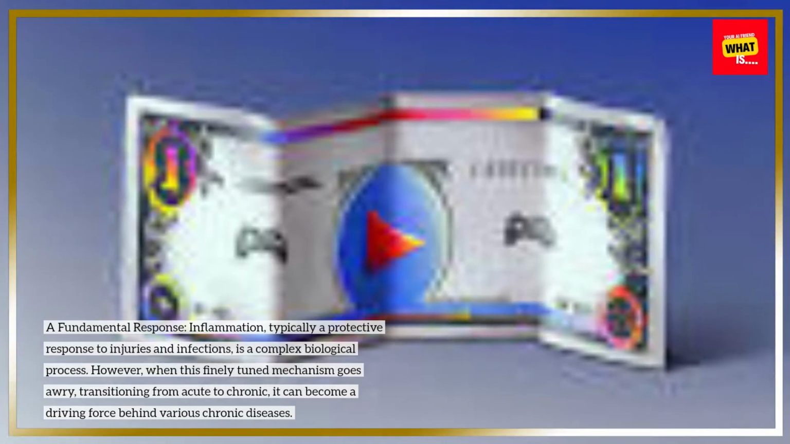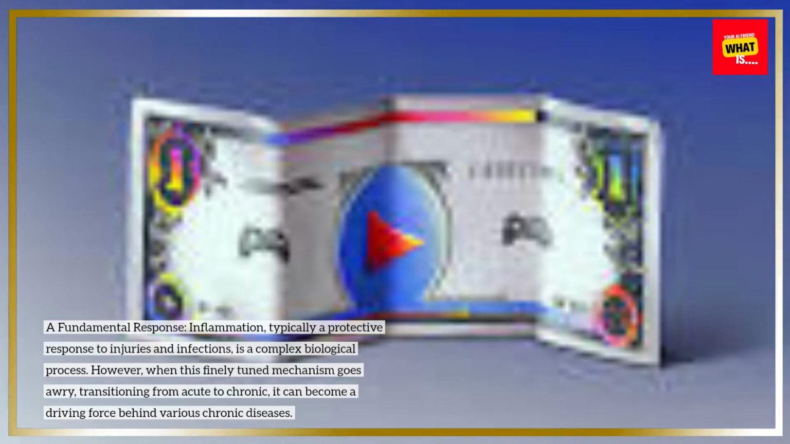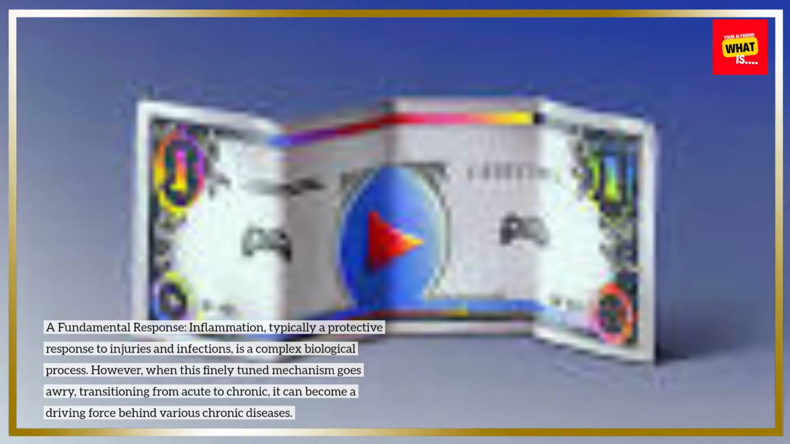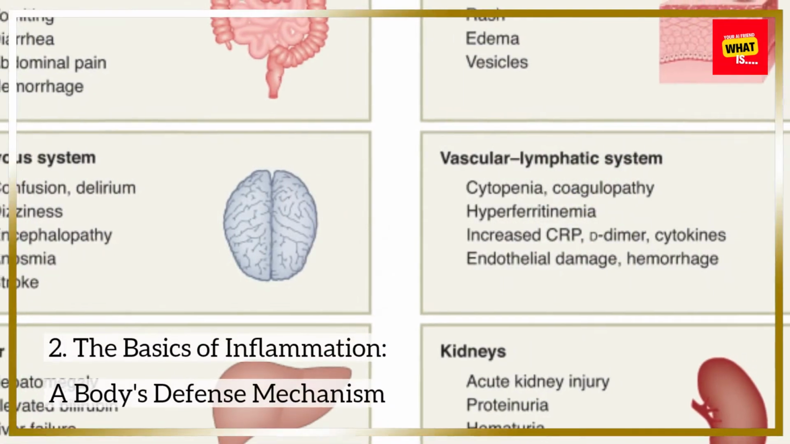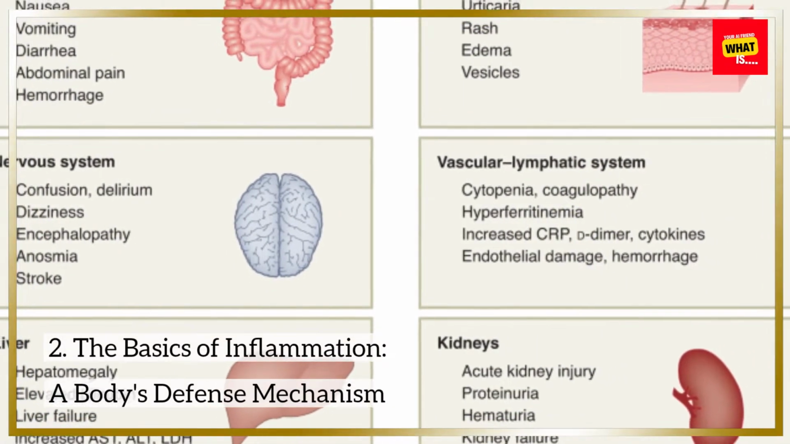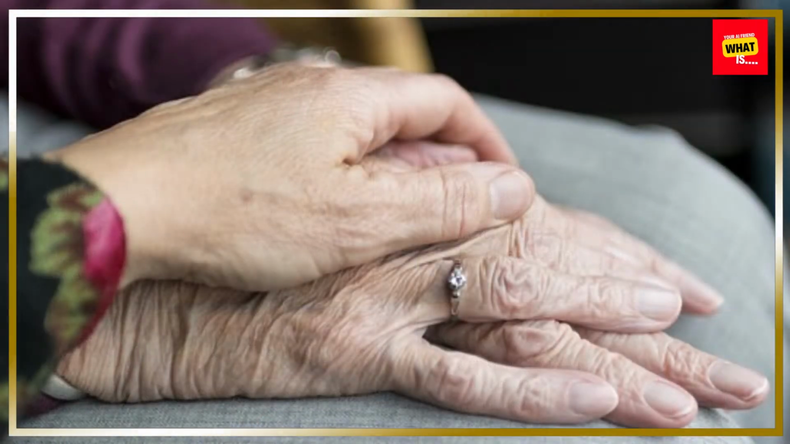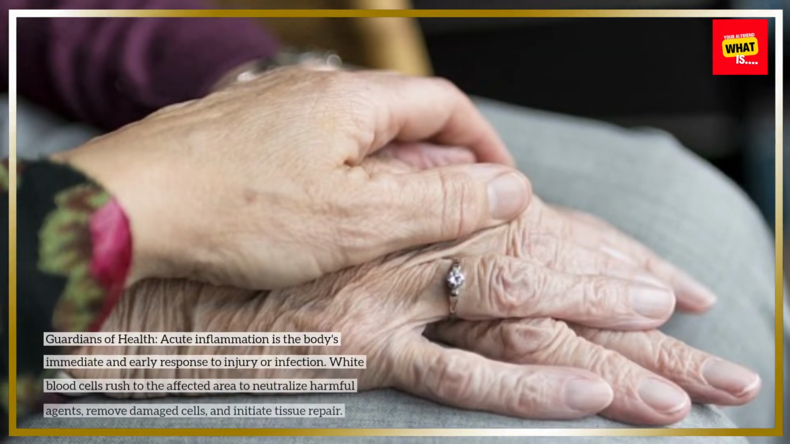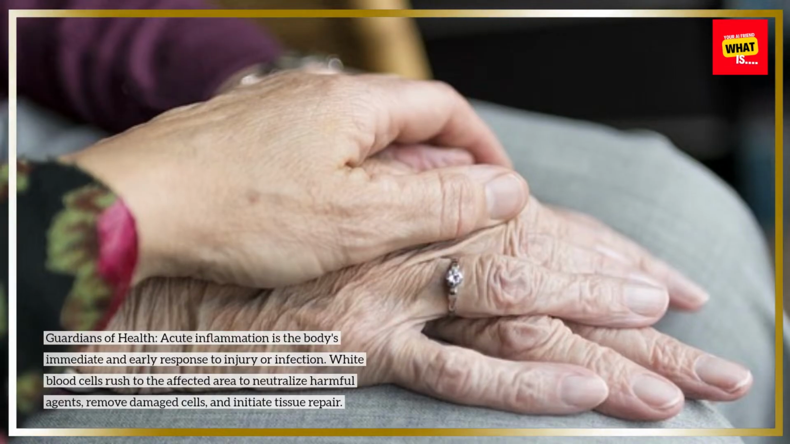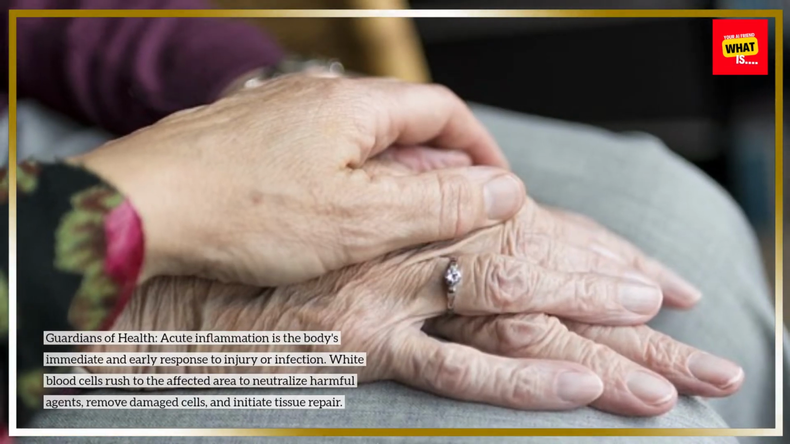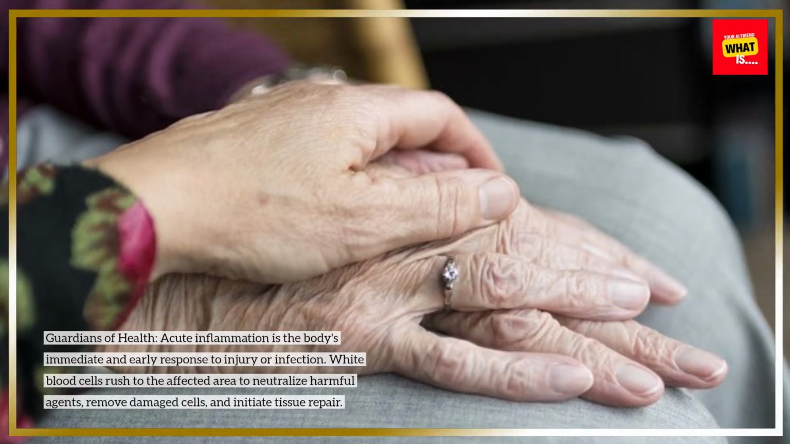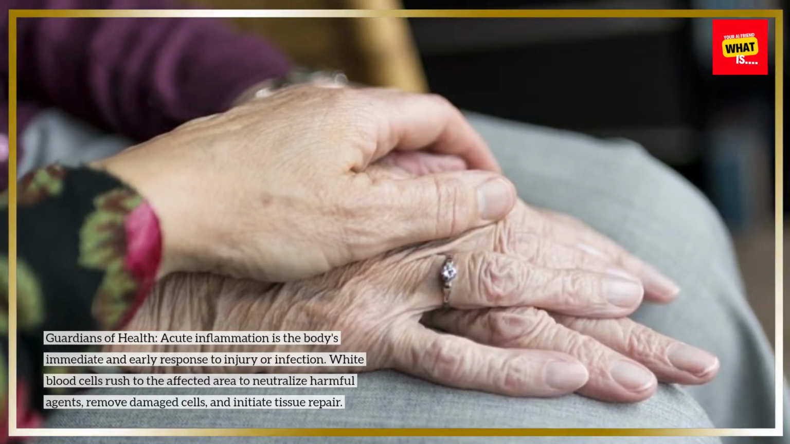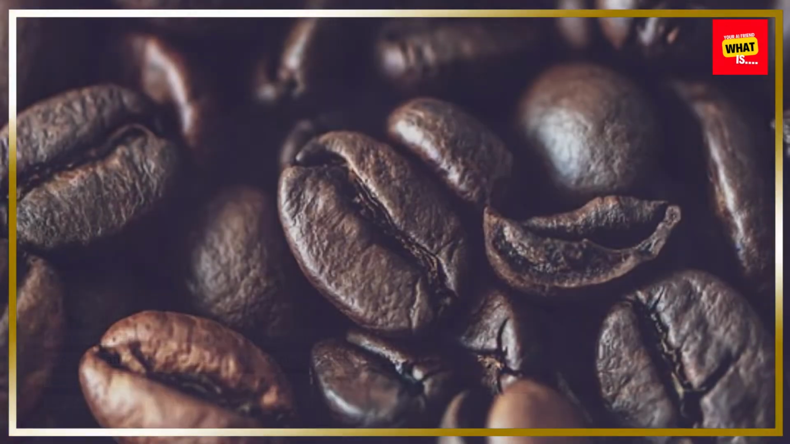However, when this finely tuned mechanism goes awry, transitioning from acute to chronic, it can become a driving force behind various chronic diseases. 2. The basics of inflammation. A body's defense mechanism. Guardians of health. Acute inflammation is the body's immediate and early response to injury or infection. White blood cells rush to the affected area to neutralize harmful agents, remove damaged cells, and initiate tissue repair.